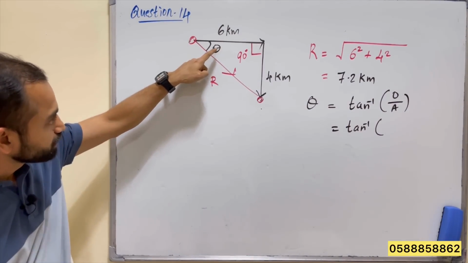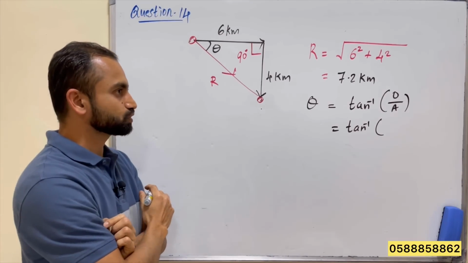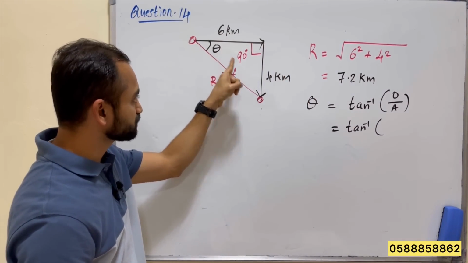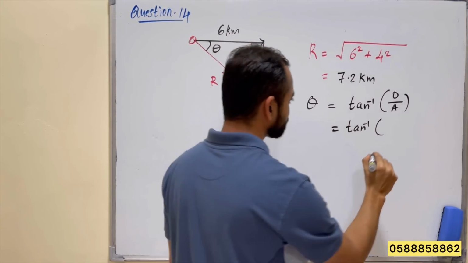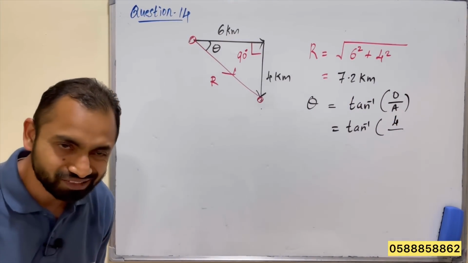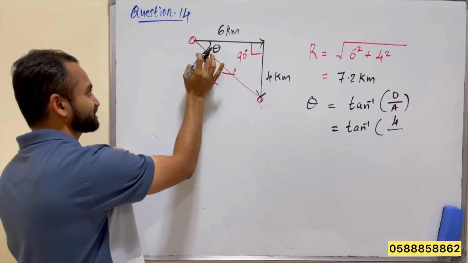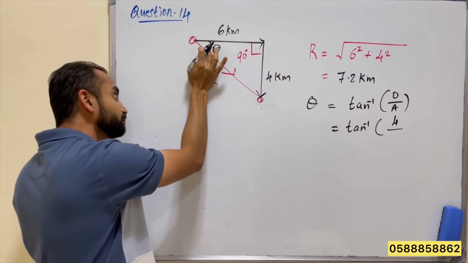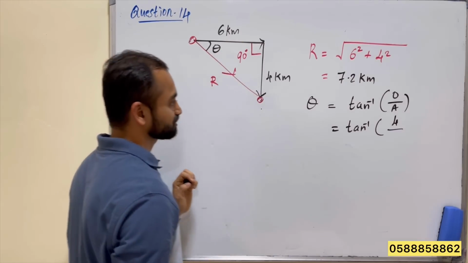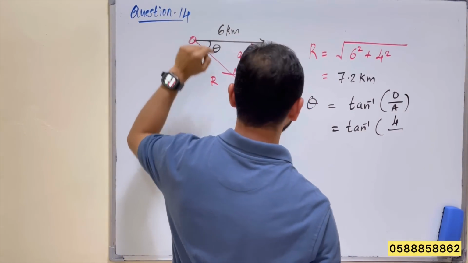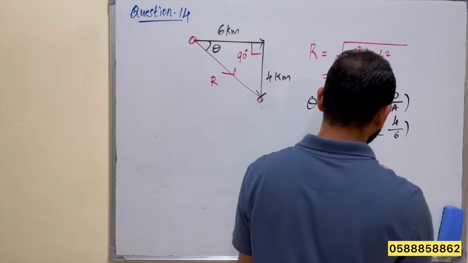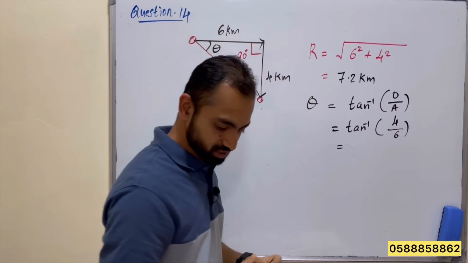If you are standing here like this, what's your opposite side? That side. So this is you. What's your opposite side? This one, 4 kilometer. So 4 kilometer divided by, what is your nearby side? Adjacent side. With that side you are making the angle. That is 6 kilometer, the adjacent side. Adjacent side means the nearby side, that is 6. So tan inverse 4 by 6, how much?